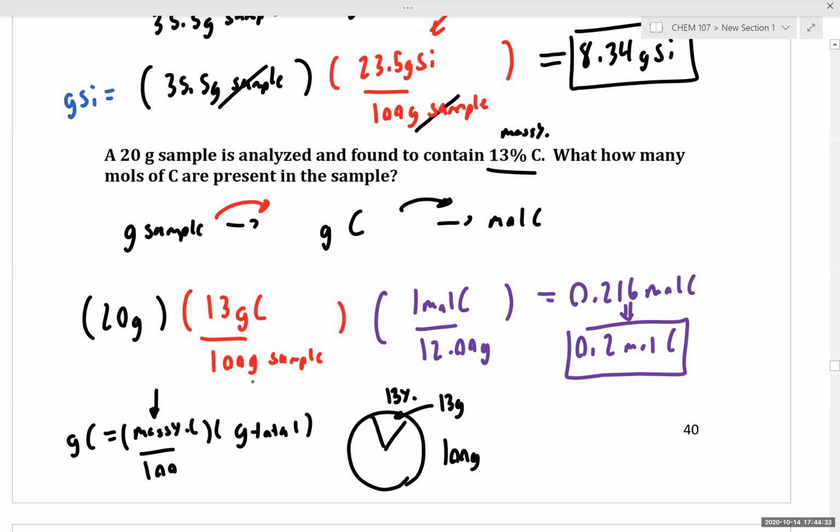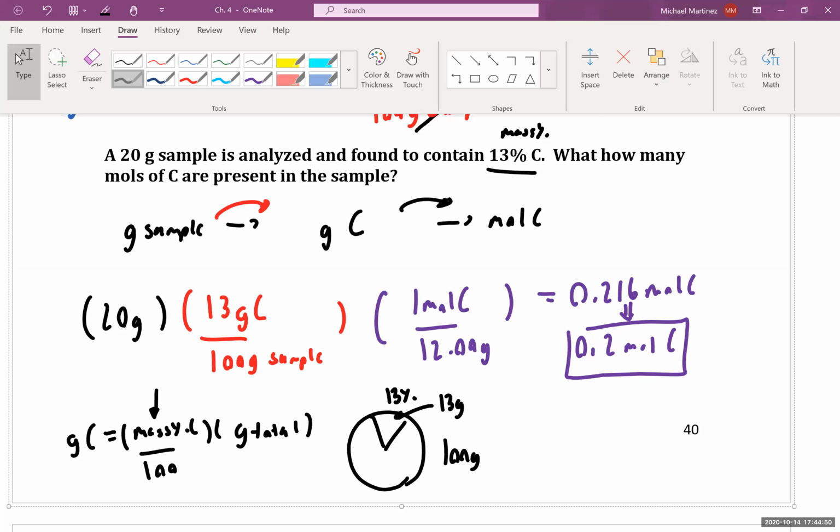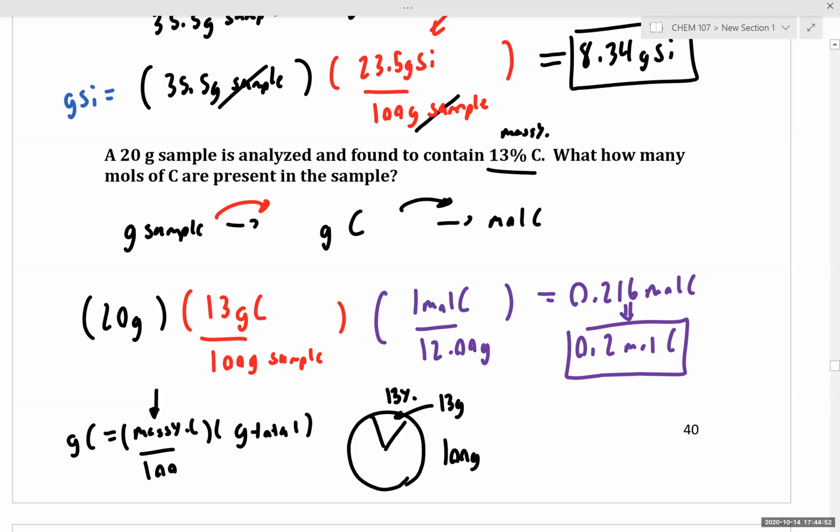Yes, 0.216 is correct, but then we round because our input has 1 sig fig. So your calculations are correct. It just is rounded because our input only has 1 sig fig. Does that make sense? Perfect.